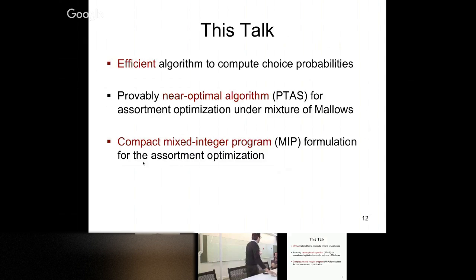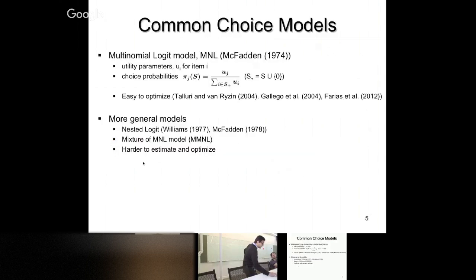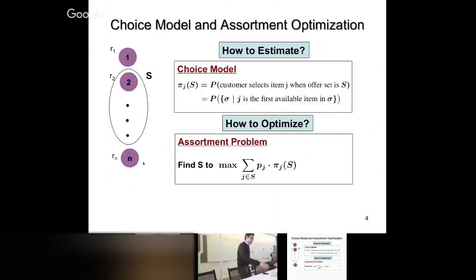So the first problem is just, given the model, computing the choice probability. Given S, this is the probability. It's going to be the sum over all permutations where J was the first among S. So that could be exponential.